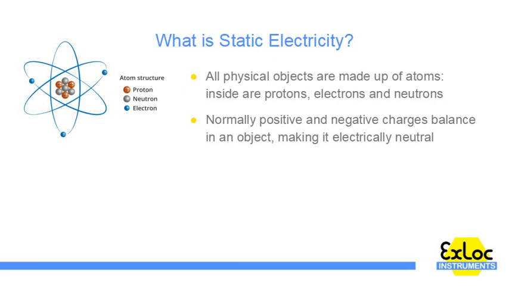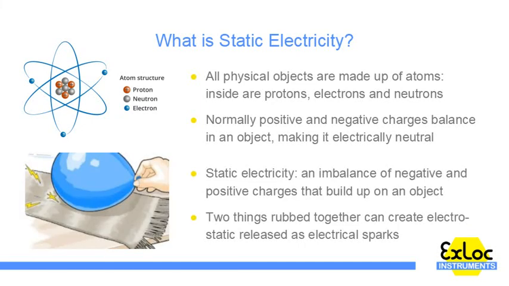What is static electricity? All physical objects are made up of atoms. Inside an atom are protons, electrons, and neutrons. The protons are positively charged, the electrons are negatively charged, and the neutrons are, as you may expect, neutral. Most of the time, positive and negative charges are balanced in an object, which makes that object electrically neutral.